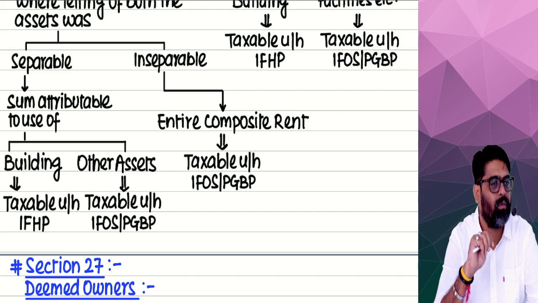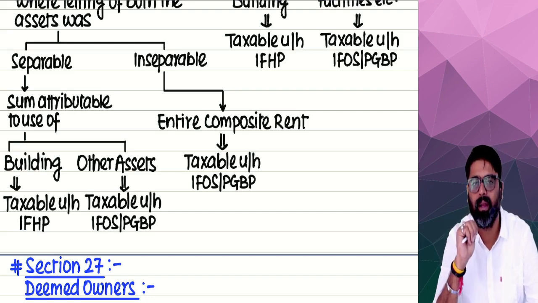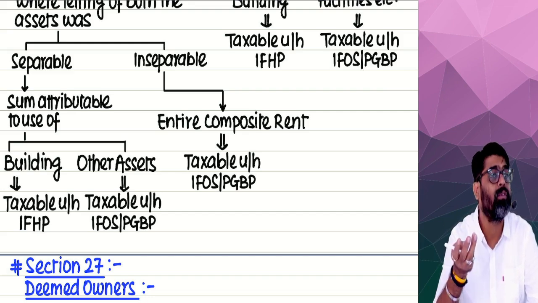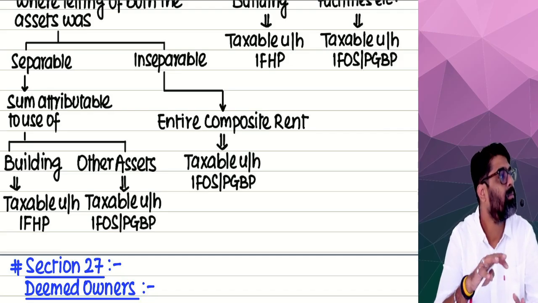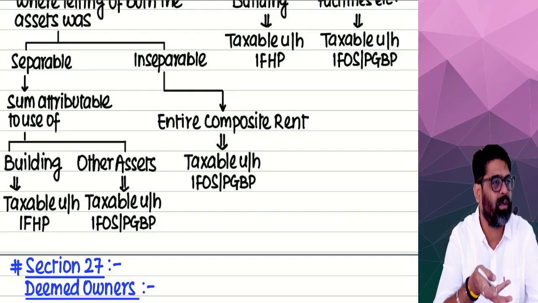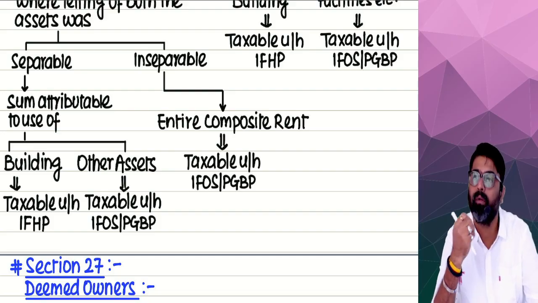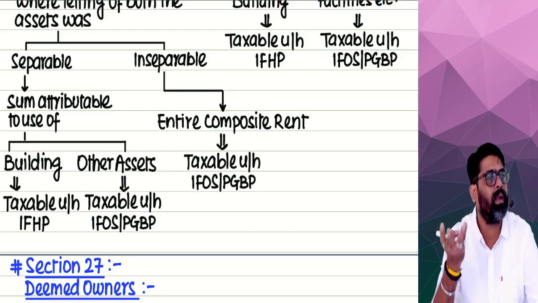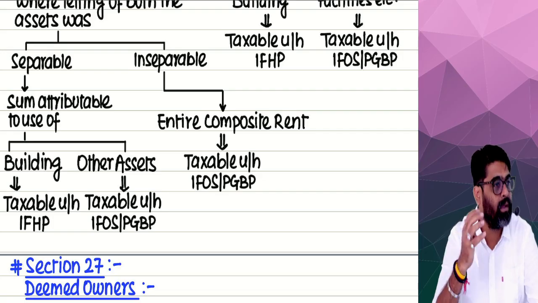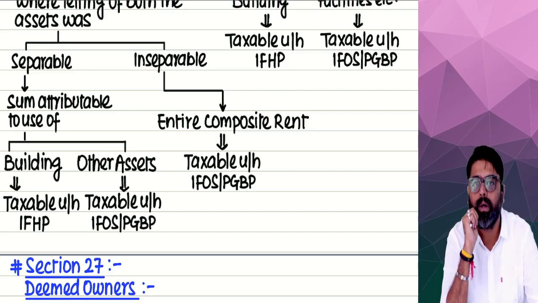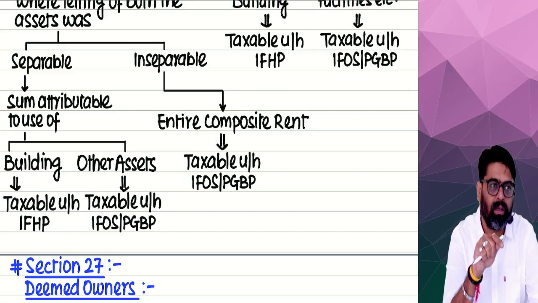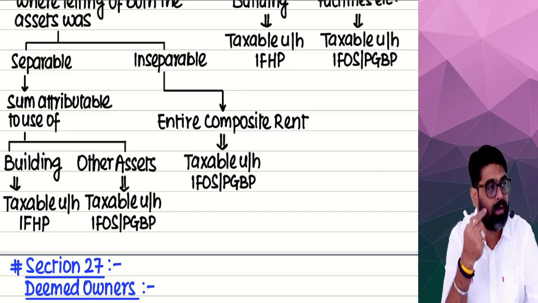inseparable. For example, I am having one factory, and that factory has plant and machinery. So there are many assets, plant and machinery, and other assets in the factory. So the moment I give the factory building on rent, automatically the plant and machinery and the assets which are installed in that factory will also go on rent. So letting of one asset depends on letting of another. Getting my point?